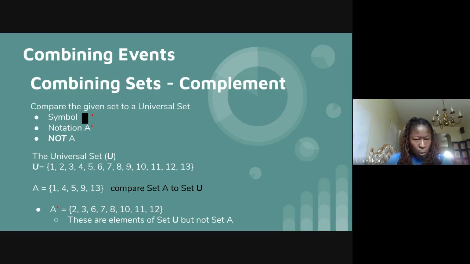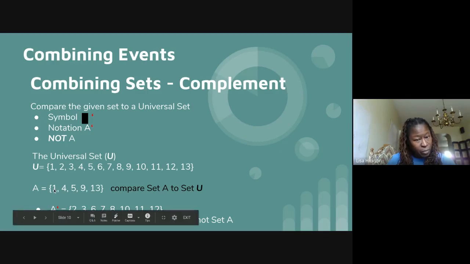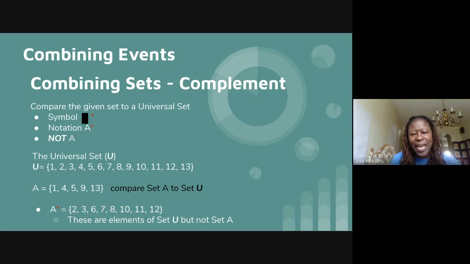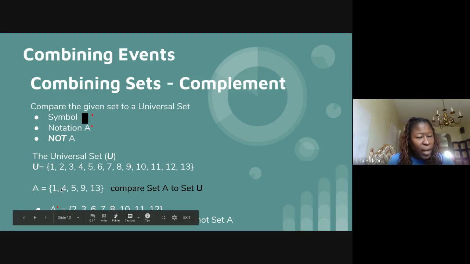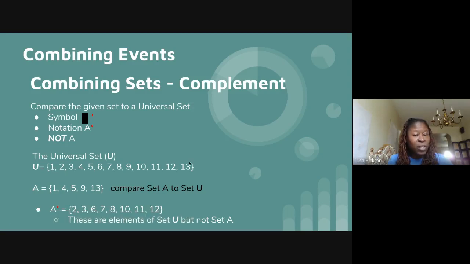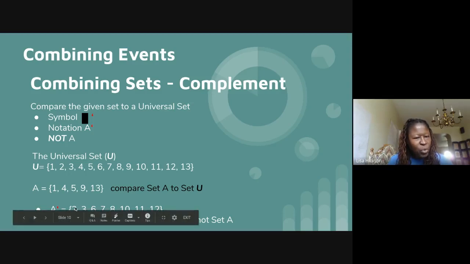Okay? So, our set A are the 1, 4, 5, 9, and 13. To find the complement, you are comparing set A to the universal set, and this is asking you, what is in the universal set that is not in set A? So set A only has these 5, whereas the universal set has all of these. So everything that is in the universal set that is not in A: 2, 3, 6, 7, 8, 10, 11, and 12.